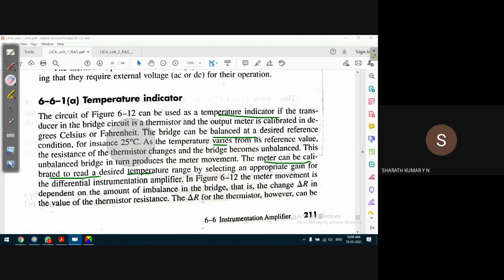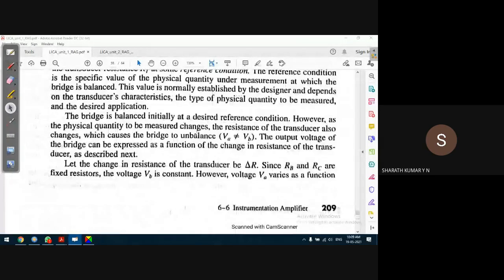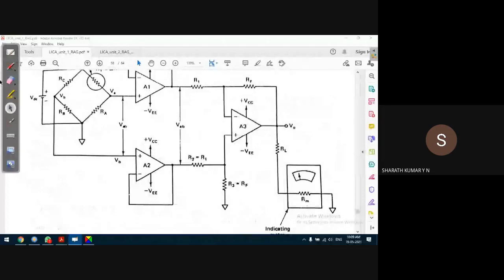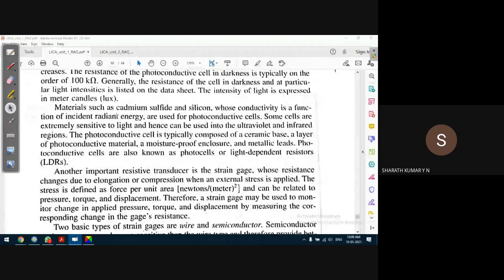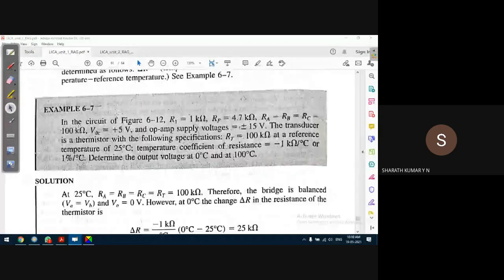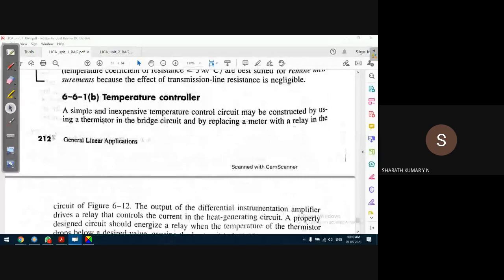So that means we are using the instrumentation amplifier not only to indicate the temperature, but it is also used to calibrate the meter with reference to a standard temperature. So that's one of the applications. It's not just an indication; it is also measurement of the temperature. Okay, so that's how it is. There's one numerical problem.